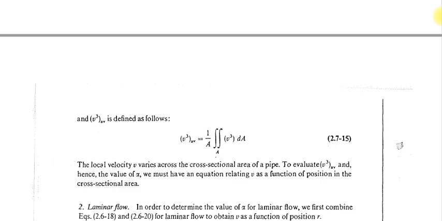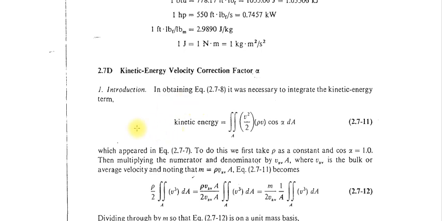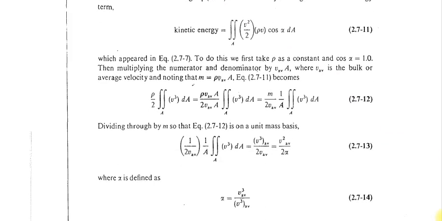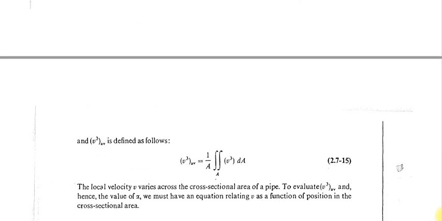I am not going into the derivation of this one again. Basically in this derivation they are calculating what the correction factor should be when you average out the velocity. So alpha is equal to the average velocity cubed divided by the average of the cube of the local velocities at different points. So this is equal to alpha, and alpha is for laminar flow.